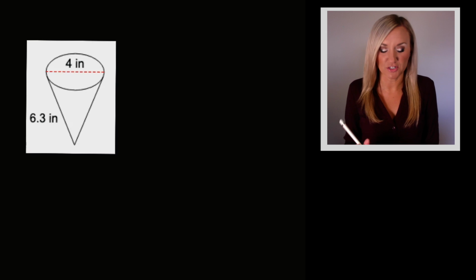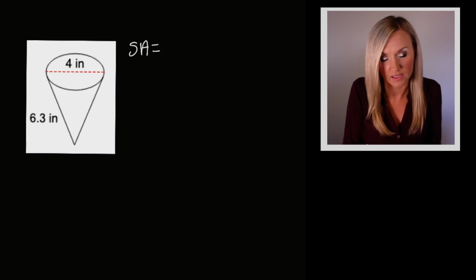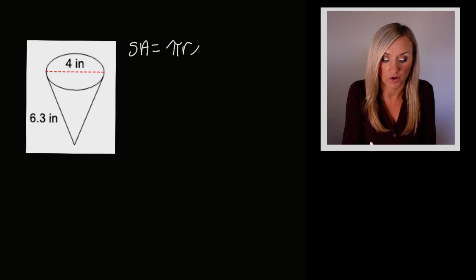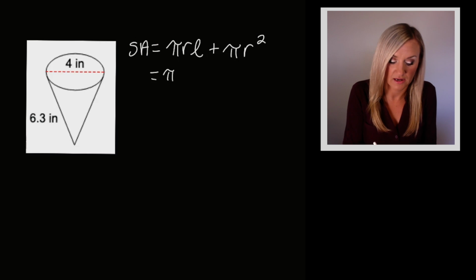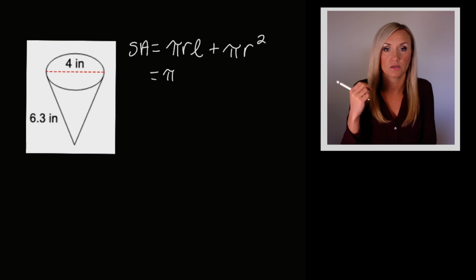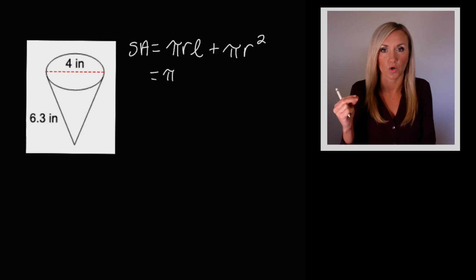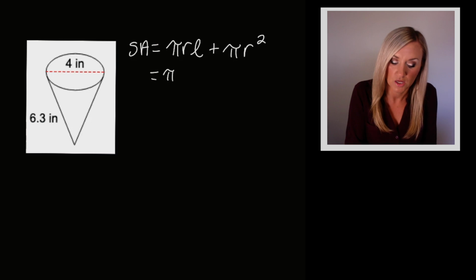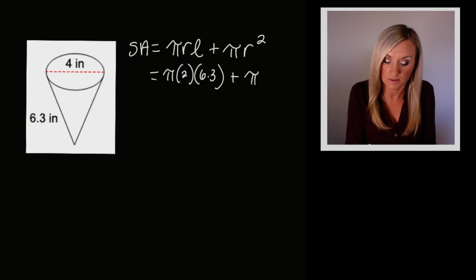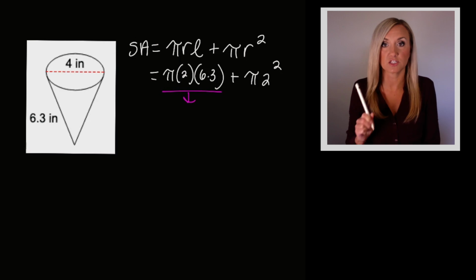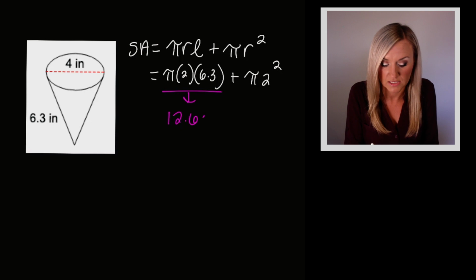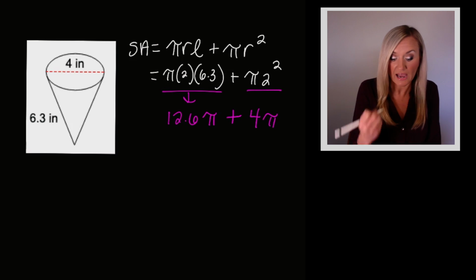Here is example number 2. Let's start off with that formula. Surface area is pi r L plus pi r squared. Awesome. All right, so pi, now the radius for this problem is going to be 2, because the diameter is 4, so the radius is half of that, which would be 2. So pi times 2 times 6.3 for our slant height plus pi 2 squared.